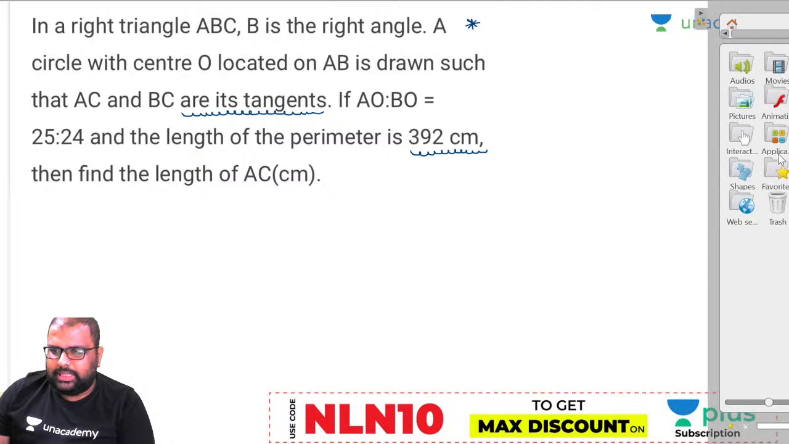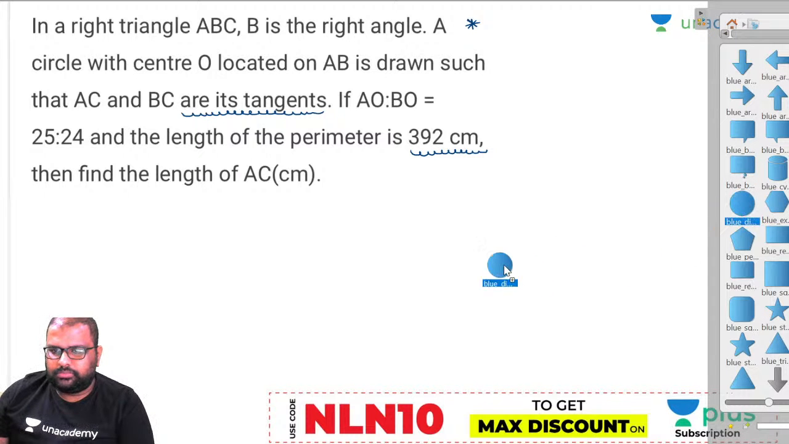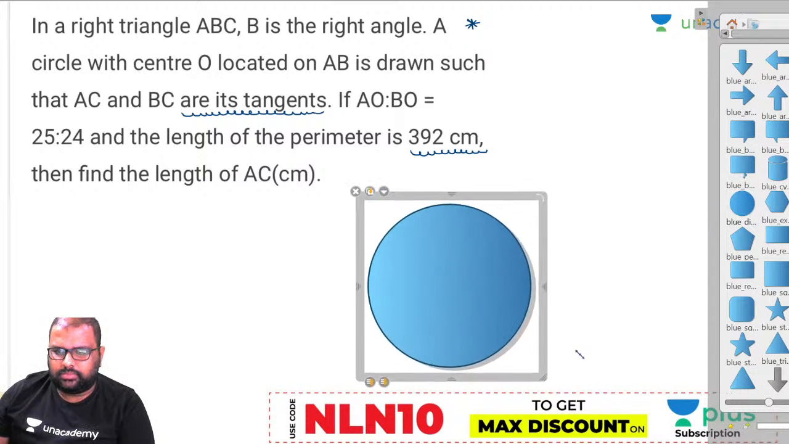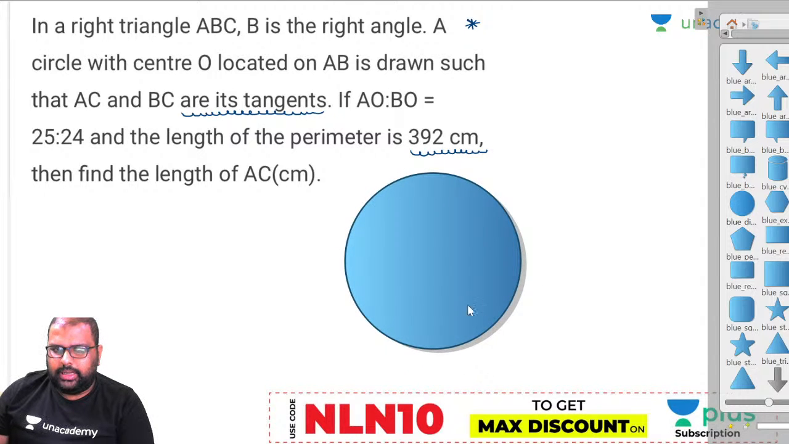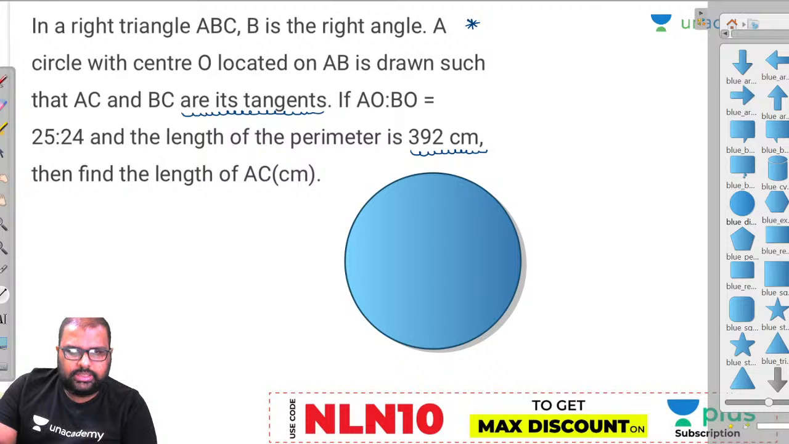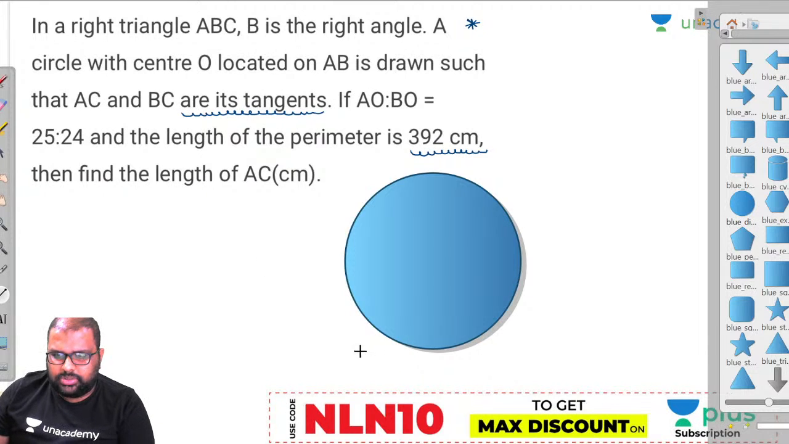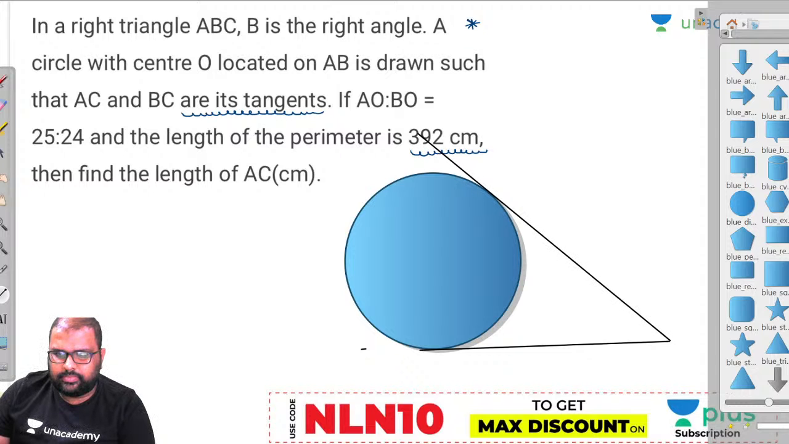First of all, I'll draw the circle there. So this is a circle. In a right triangle ABC, B is the right angle. A circle with center O located on AB is drawn such that AC and BC are tangents. Okay, fine. So AC and BC are tangents, meaning one tangent will be like this, and one tangent will be like this. Yes, and one more value will be like this. This is the point given there.